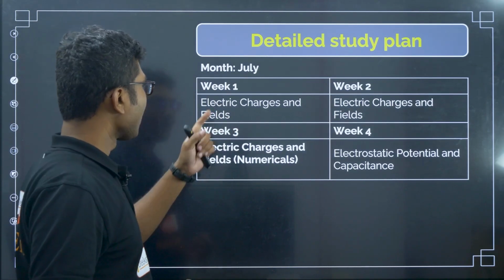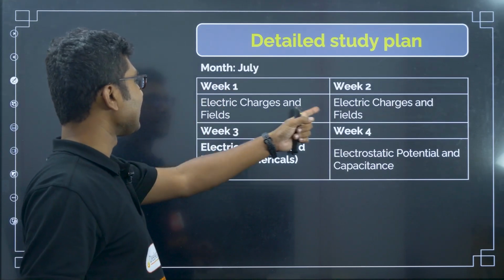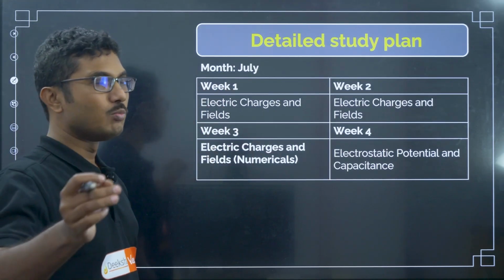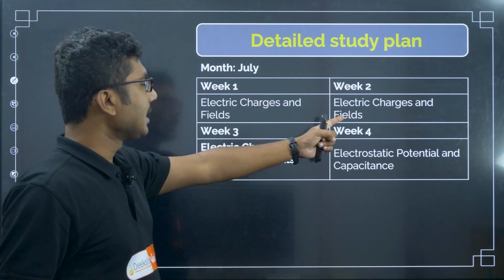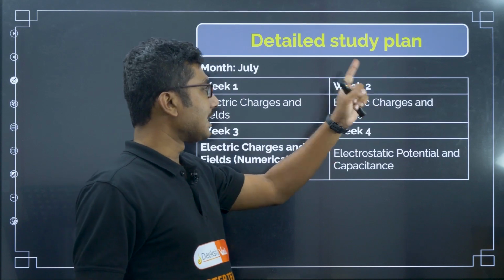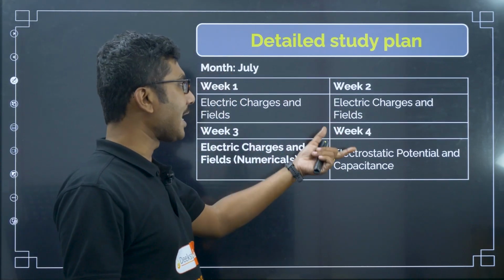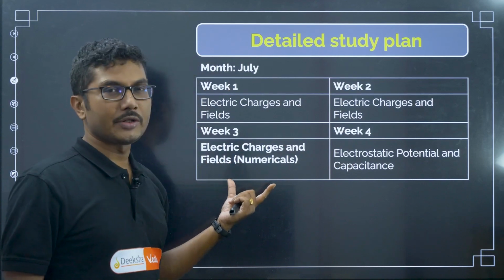First, July first week, what we will do, we will study electric charges and fields, the first chapter of your PU board book 1. Next, week 2 also we will continue with the same chapter, electric charges and fields. Because it is the first chapter and an important chapter, we are taking some time, and in week 3 also we are continuing with the same chapter.